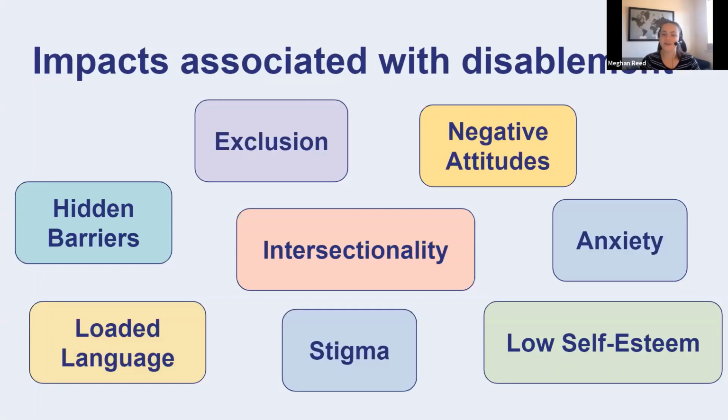Not acknowledging mental health barriers in the workplace can highlight a lot of stigma, and this can create tensions within the team that are really difficult to overcome. There's lots of loaded language and hidden barriers as well. When we take all of these together, there's often a lot of overlap, and this can cause something called intersectionality. Intersectionality means that there are lots of different things compounding together that can cause further disablement in your workplace.